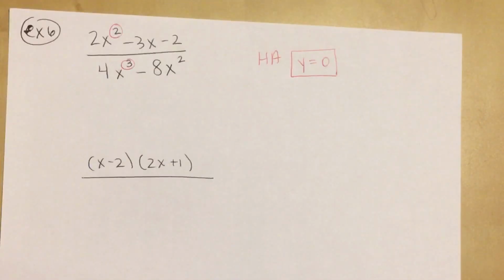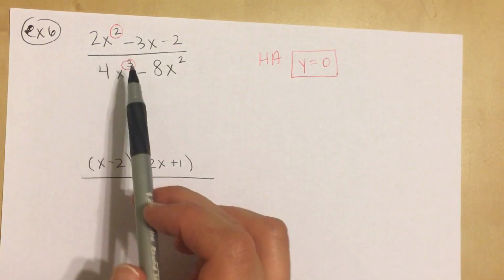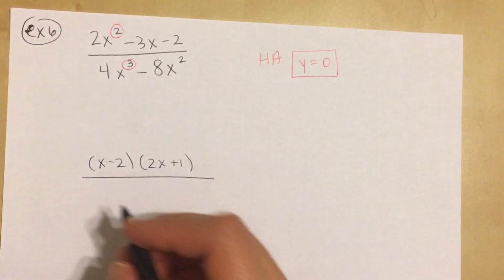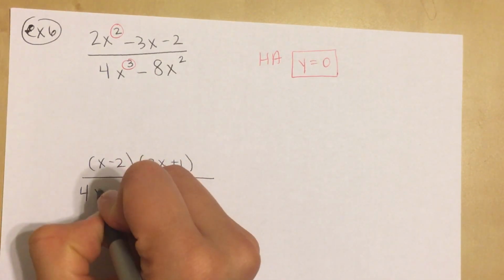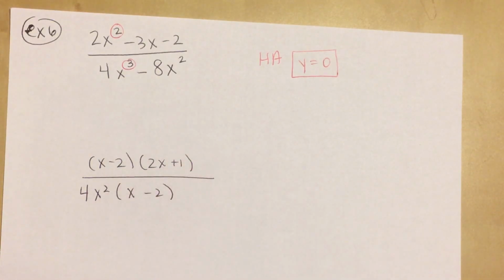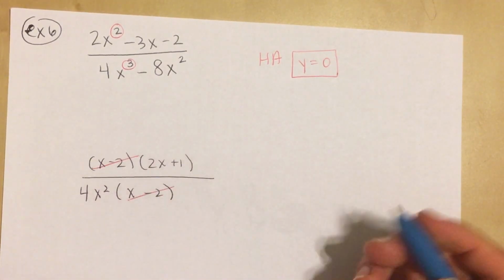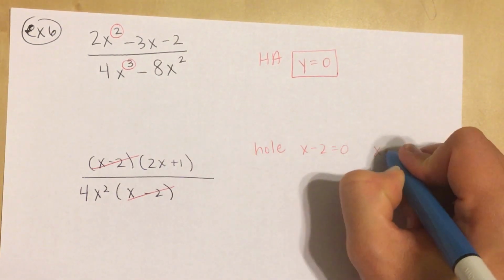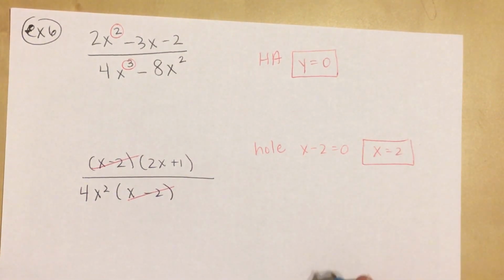In the denominator, I just pull out what they have in common. I can't square root it because cubed is not a square rootable term. So pull out what they have in common. They have a 4 in common, and they also have an x squared in common. I'd be left with an x and a minus 2. All right, there's a hole there because those x minus 2's cancel. So there's a hole at x equals 2.